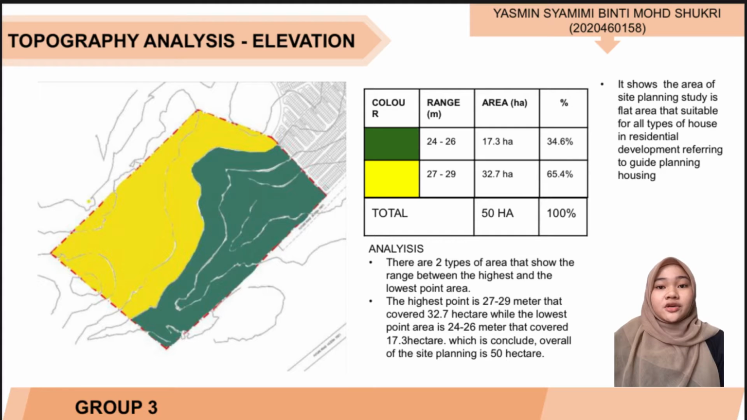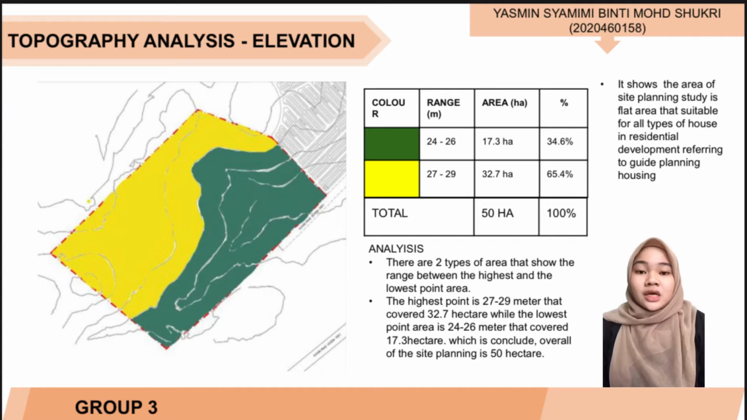It shows the area of the site planning study is flat area that is suitable for all types of houses in residential development, referring to the planning guide for housing. The range of green color is 24 to 26. The area is 70.3 hectares and the percentage is 34.6%. After that, the range of yellow color is 27 to 29. The area is 32.7 hectares and the percentage is 65.4%. The total area is 50 hectares and the percentage is 100%.